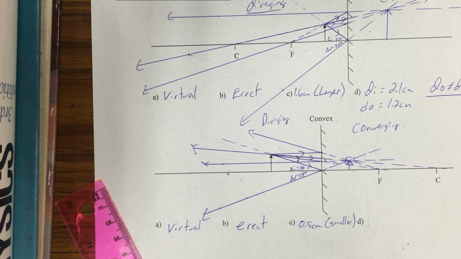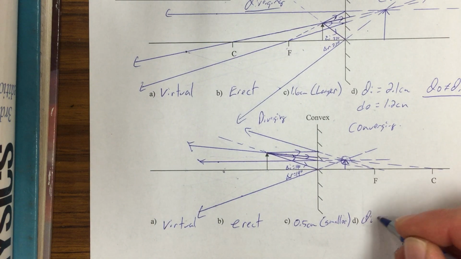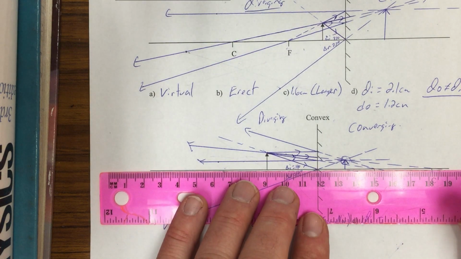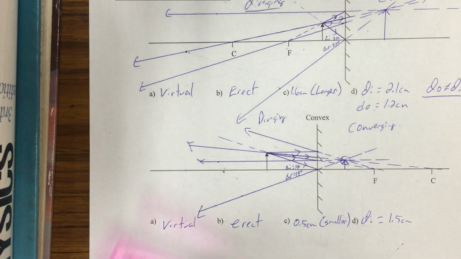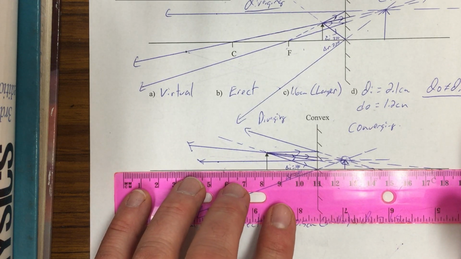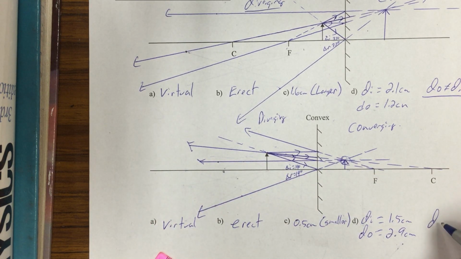Okay? Next, we're going to measure our DI. Our DI in this case is going to be 1.5 centimeters. And our DO in this case is going to be 2.9 centimeters. Important to notice, DO does not equal DI. And that concludes all 6 cases that we need to understand in order to thoroughly understand concave and convex mirrors.